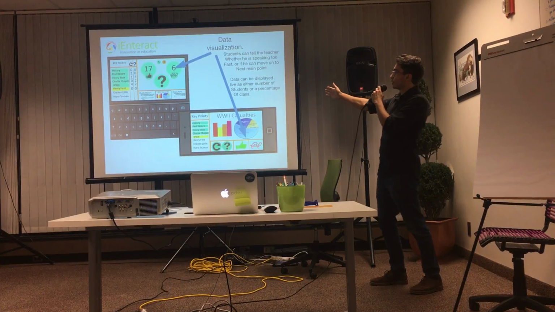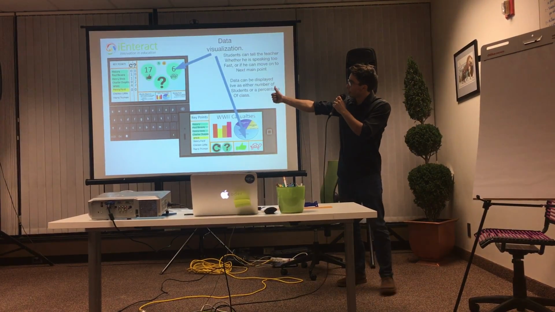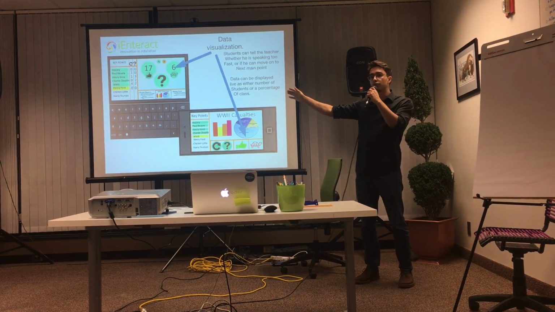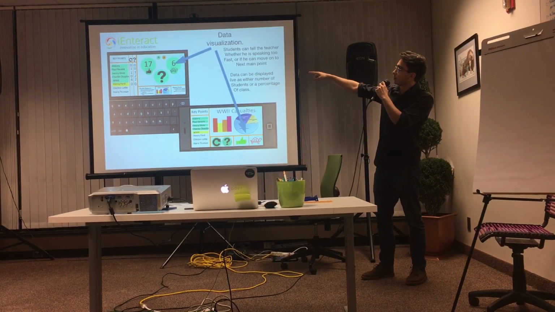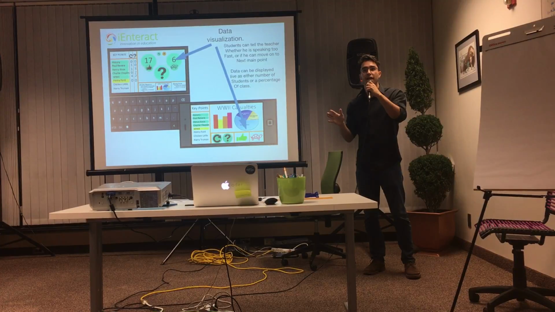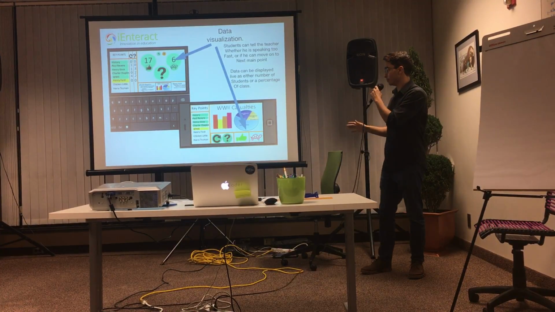We also have data visualization for the professor. That like button right there indicates that 17 students right now are understanding what is going on. But that turtle icon right there indicates that 6 students right now think that the professor is going too fast.